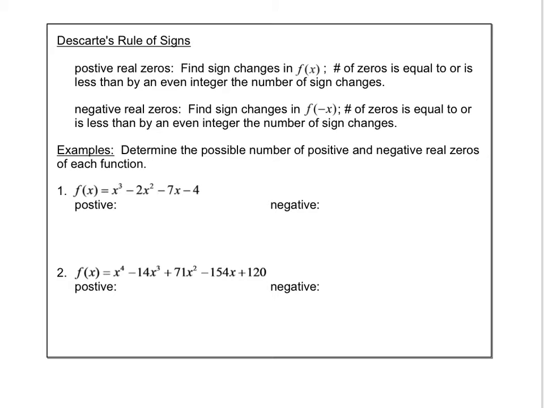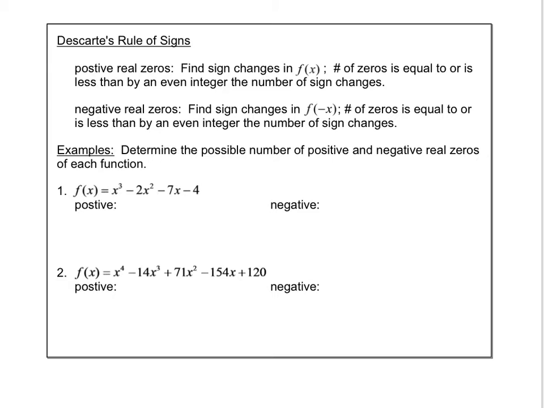The other thing it says is, for instance, if I get that there are 4 positive answers, it could be 4 or any even integer after that, going down by 2. So if it's 4, it could be 2 or 0. If it's 3, it could be 3 or 1. So we're always going to go down by 2 until we hit 0.